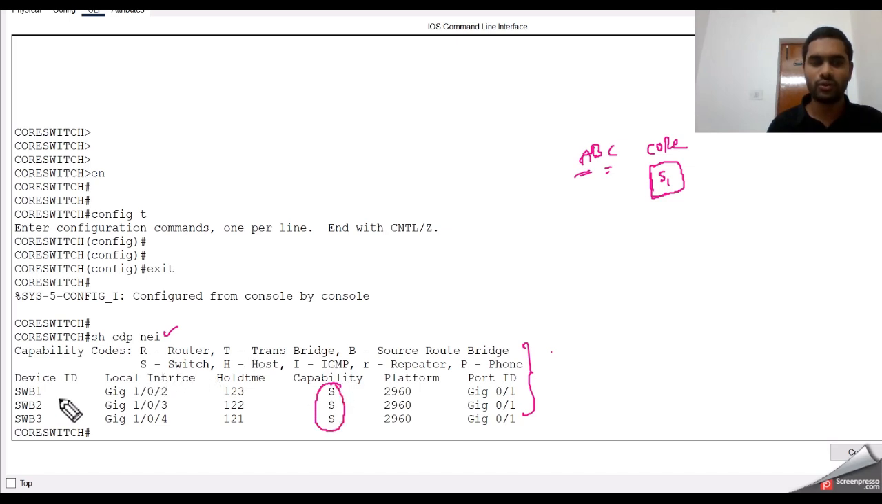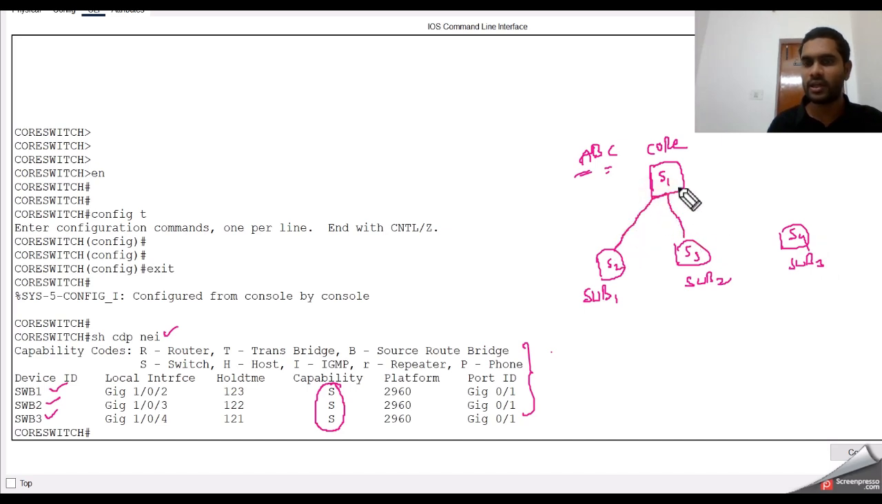S stands for switch. That means I have SWB1, nothing but the switch from B1, the switch from B2, and the switch from B3. That means I have 3 more switches in my topology. They are S2, S3 and S4. Their names are SWB1, SWB2, SWB3, and at the end of the day they all connect with cables.